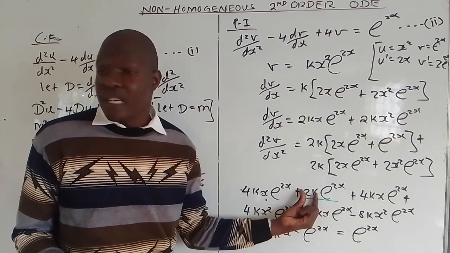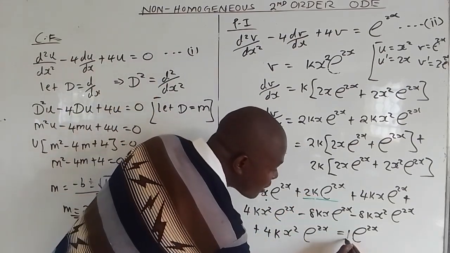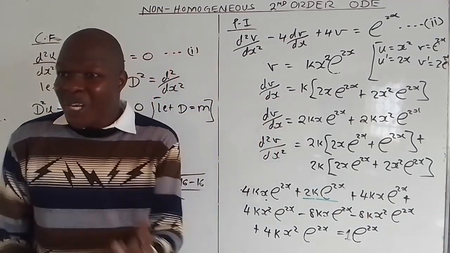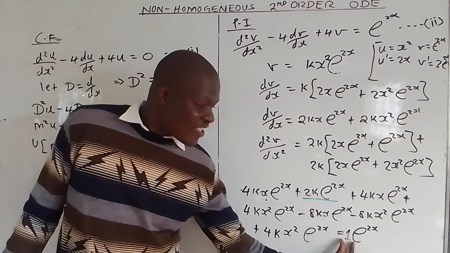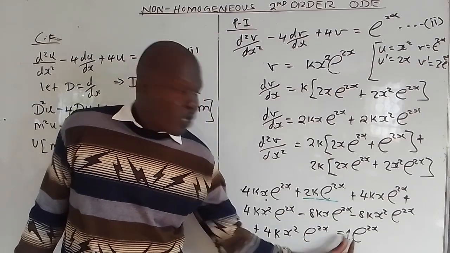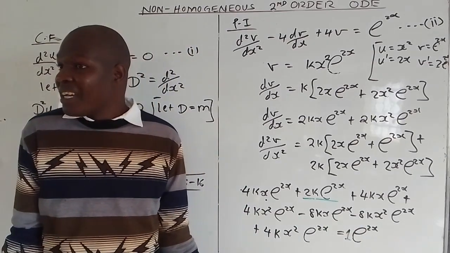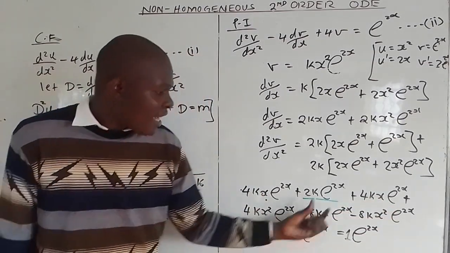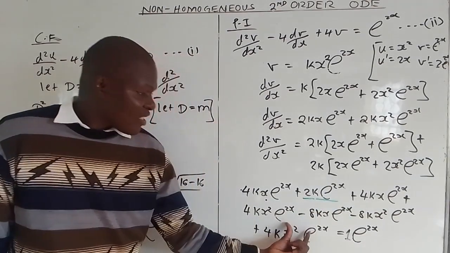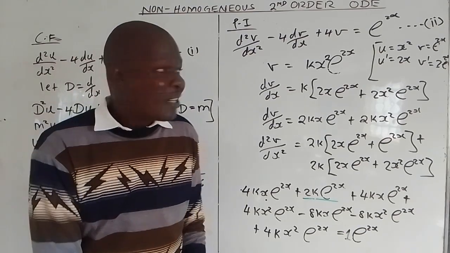2k is a constant. Meaning that constant 2k is the same as this constant 1 here, isn't it? So we only compare the coefficients. Meaning this coefficient positive 2k is the same as 1, because those are the coefficients of exponential 2x, which is what we have on the right. These other ones are x exponential 2x, x squared, x squared, x squared. We don't need those, isn't it? Are we together there? Good.